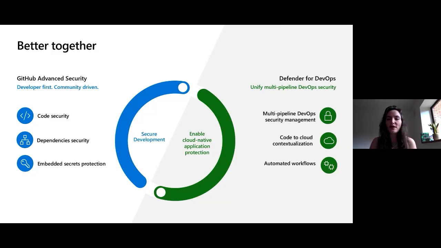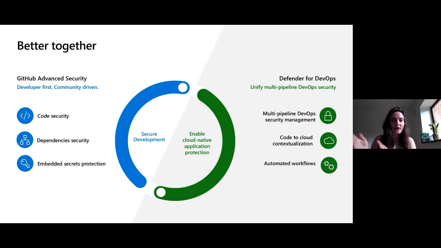So when we're talking about multi-pipeline DevOps security management, it means that we're not just covering GitHub, but we can also protect your Azure DevOps code as well. So that's bringing in all the security results from both GitHub and Azure DevOps into Defender for Cloud via Defender for DevOps. And then in addition to seeing it in that way, the other capabilities that we have, well, we have something called MSDO, which is Microsoft Security DevOps extension. And that's available for both GitHub and Azure DevOps.